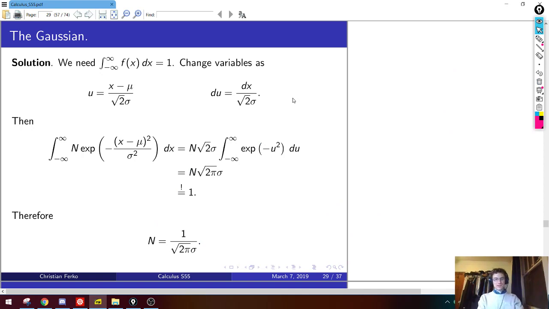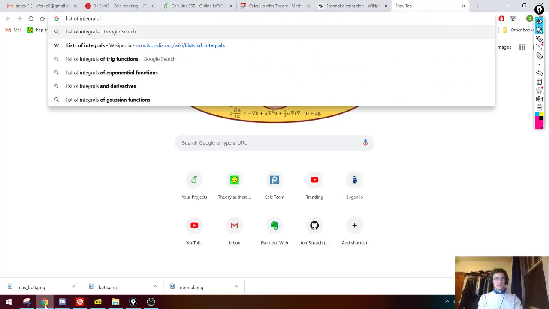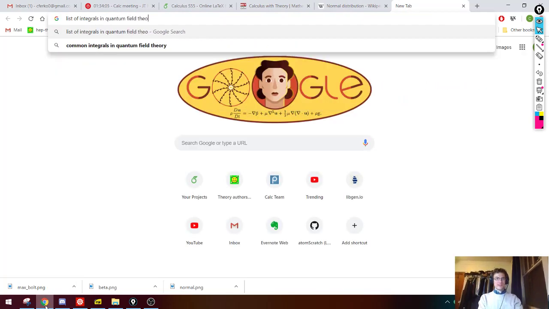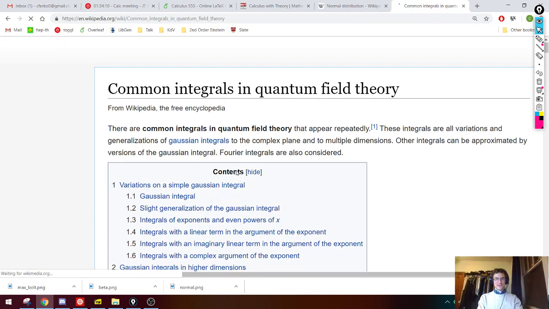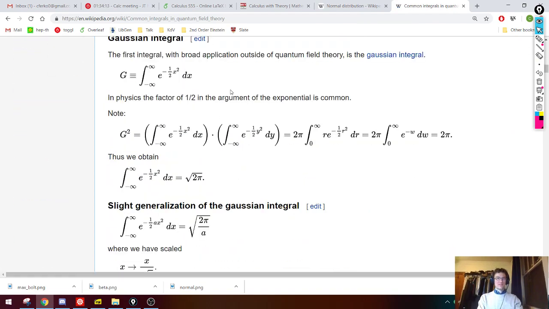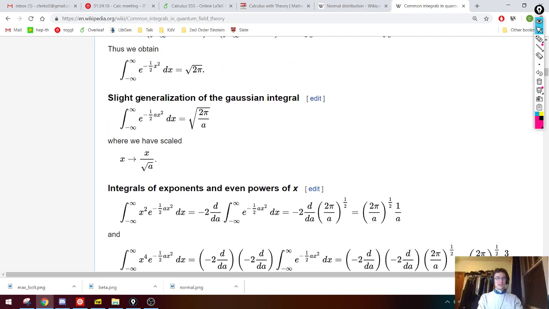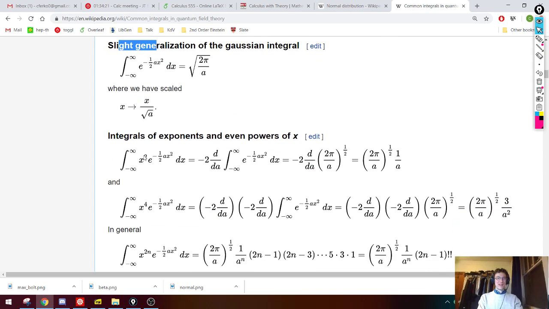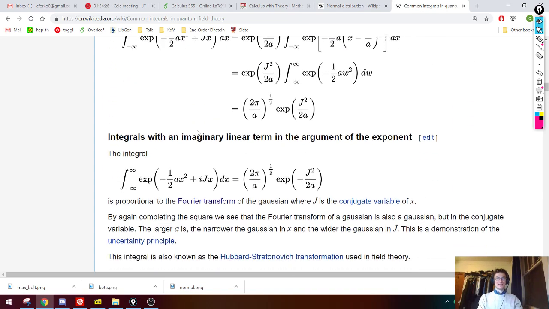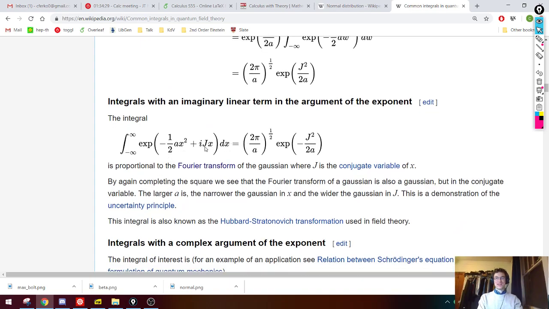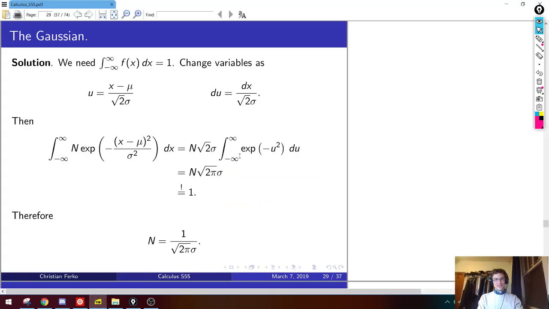I see x sometimes in, for instance, one of my favorite pages on the internet, list of integrals in quantum field theory. If you go to this page on Wikipedia, common integrals in quantum field theory, you will see a lot of e to the minus x squared integrals. I love how they list slight generalizations: e to the minus 1/2 ax squared, e to the minus 1/2 ax squared plus jx, e to the minus 1/2 ax squared plus ijx. Like, it's so much. Alright, I'm wasting your time, I apologize.